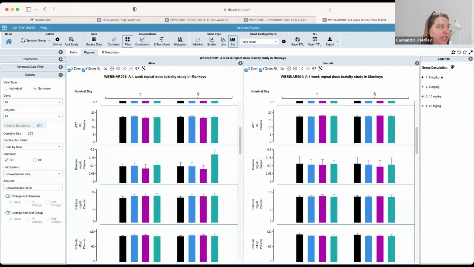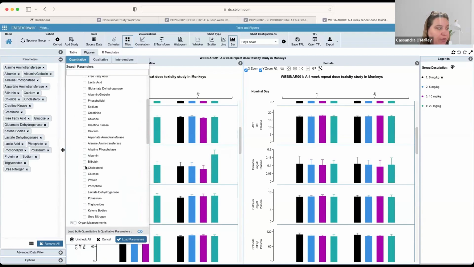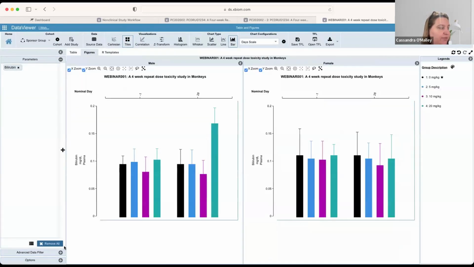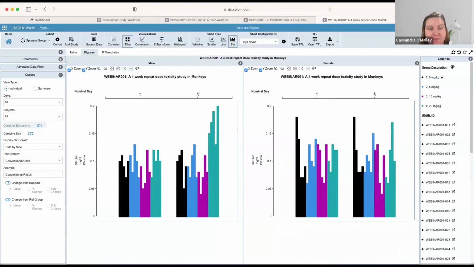So what I'm going to do with that is I'm actually going to take out all of the parameters except for bilirubin, leave just that one. And I'm going to switch instead to individual. Now that I've switched into the individual, I can see it's pretty much the same. I'm going to confirm this with the summary tables.